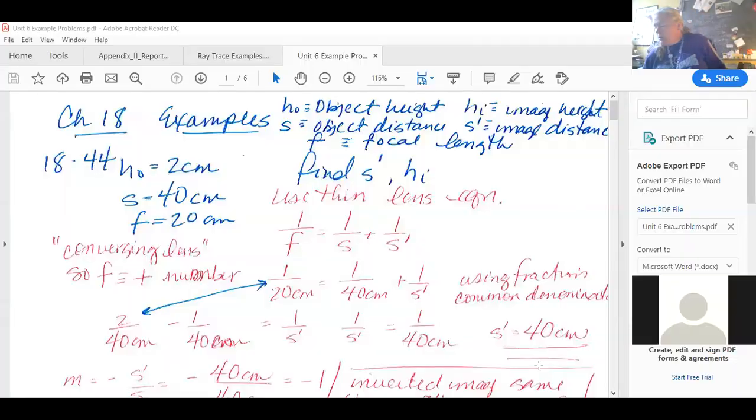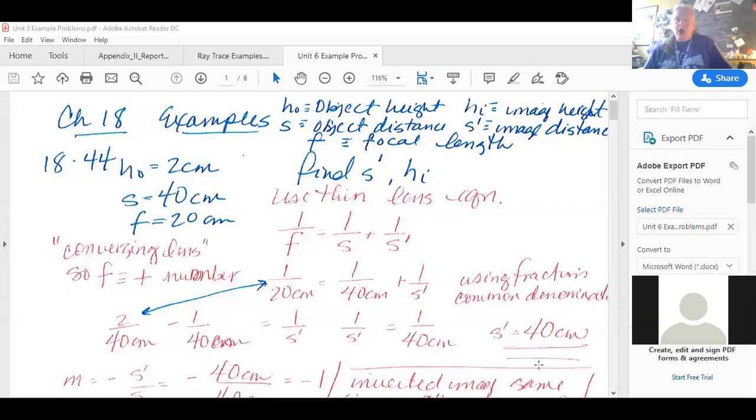Okay, so I just picked some examples out of the different chapters to look at. So I want to start with chapter 18, number 44. Okay, and I tried to annotate these like I would be talking about them in class. So when you go back and look at them, you'll have a little bit more information.